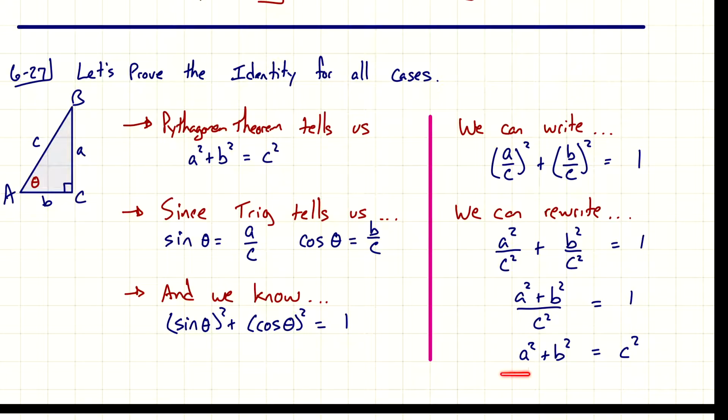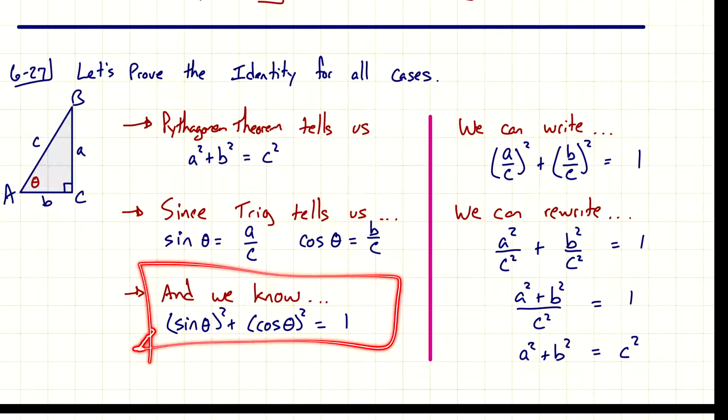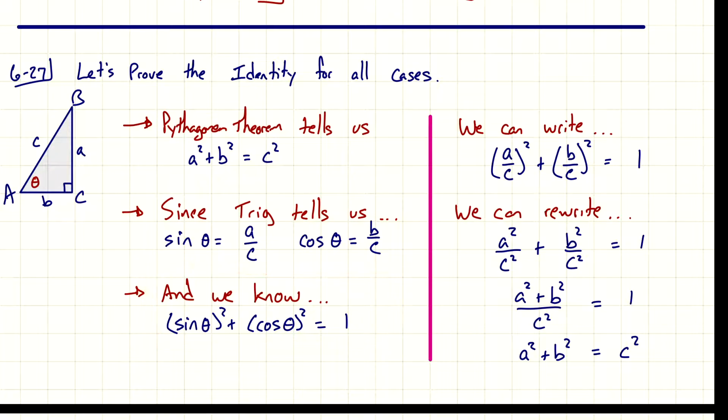So you'll notice this is the Pythagorean theorem that we saw before. Which means this Pythagorean identity is going to work for all right triangles. So not just the special right triangles, but it's going to work for all right triangles.